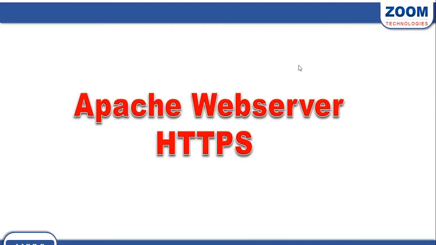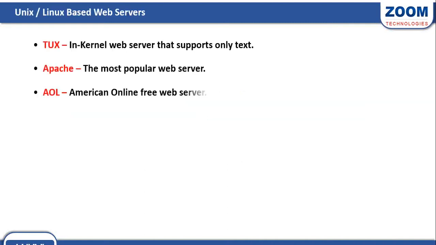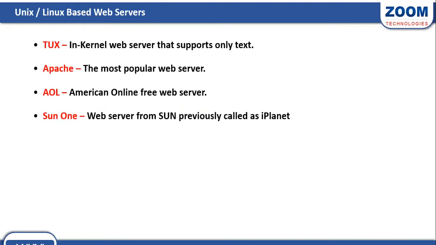Hi friends, in this session we are going to discuss how to configure Apache web server on Linux operating system. So the web server in the IT world can be configured and accessed by using the protocols such as HTTPS and HTTP. These protocols can be implemented practically by using applications, and there are some default applications in Linux to configure these protocols, like Tux, Apache, AOL, and Sunman.